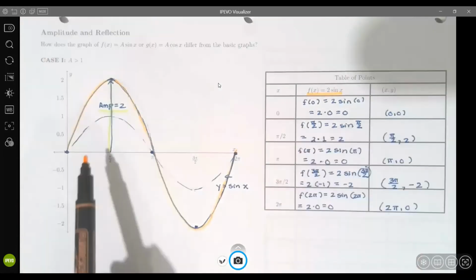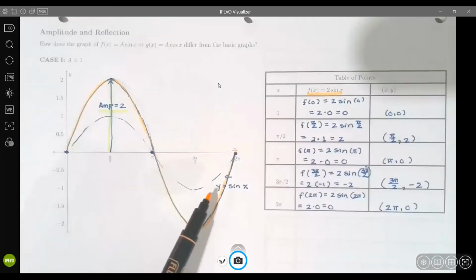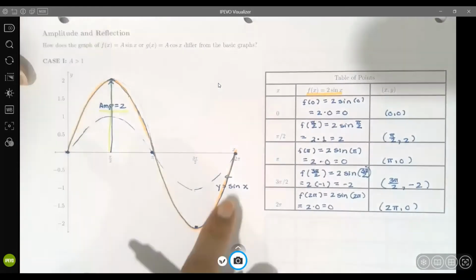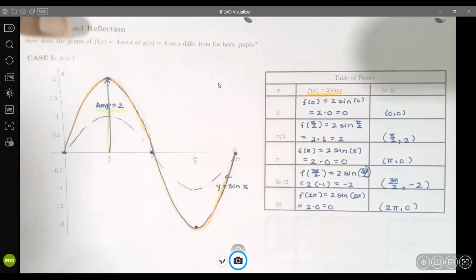This one, we don't need it there. It's just on there as a reference, and so that we can see how the graph is changing. But when you're graphing the 2 sin x, you don't have to have the sin x. Okay.